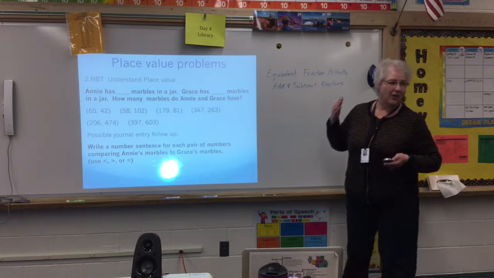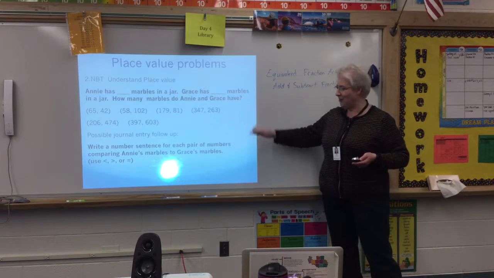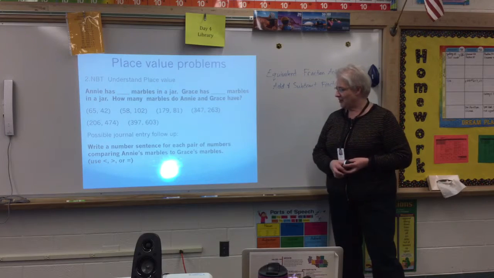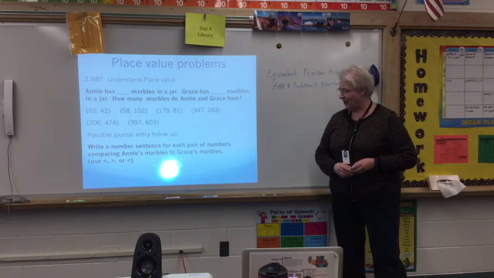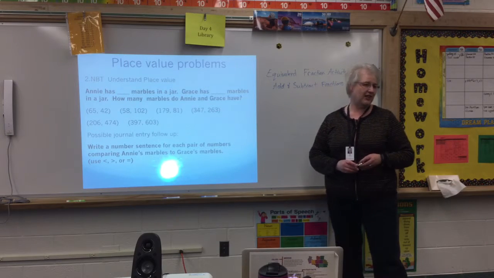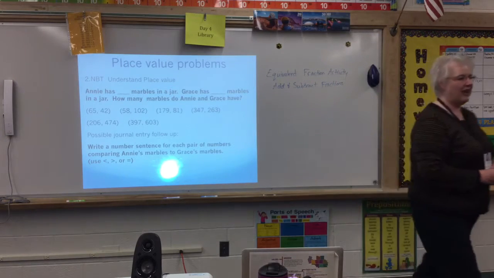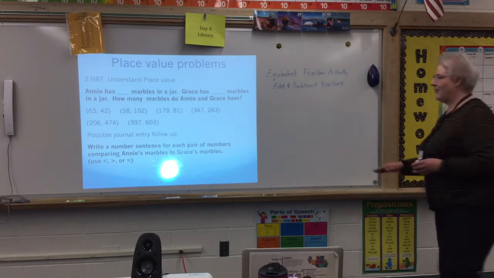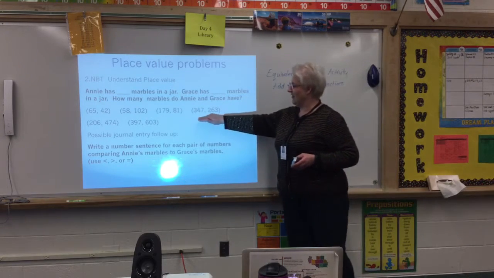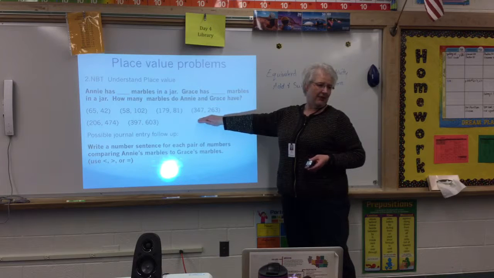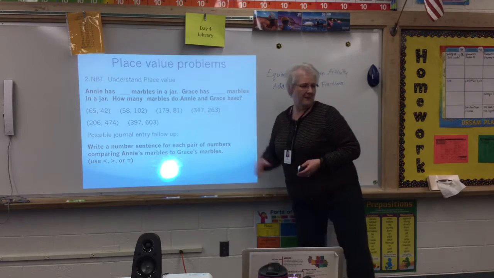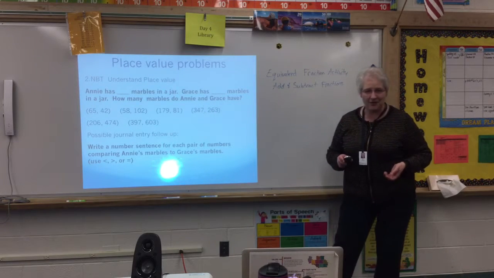And maybe you want to follow this kind of thinking up with a journal entry. Write a number sentence for each pair of numbers comparing Annie's marbles to Grace's marbles using less than, greater than, or equals. And so then maybe I've given them the number choices and they're going to have to write a number sentence that tells me something about them. All right? So you can be sneaky with the comparative.